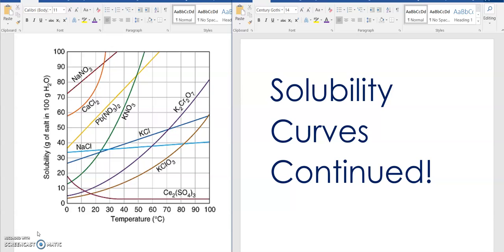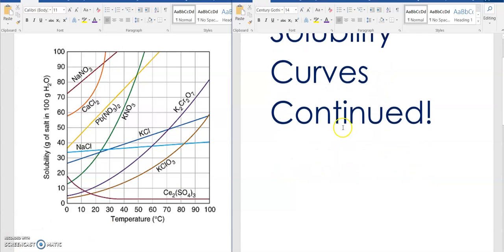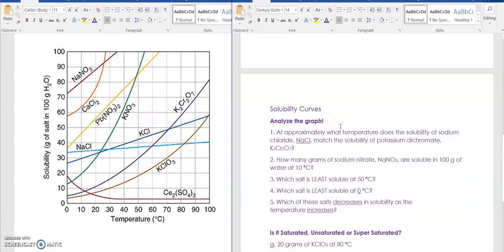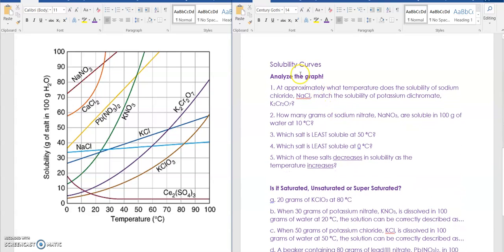We're going to continue to look at solubility curves today. So you see a solubility curve on the left-hand side of your screen, and we're going to go through and talk about 10 questions related to this solubility curve. Let's get started. Our first question is going to ask us to analyze the graph.